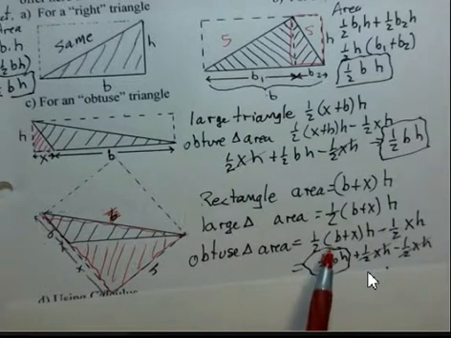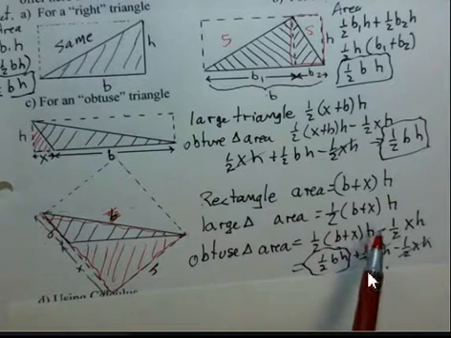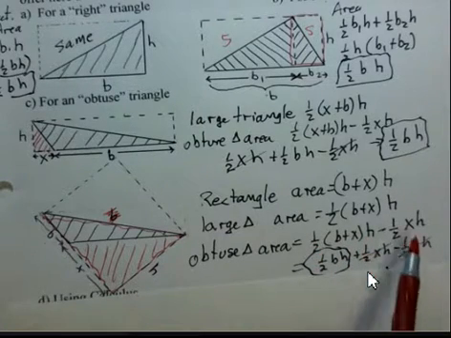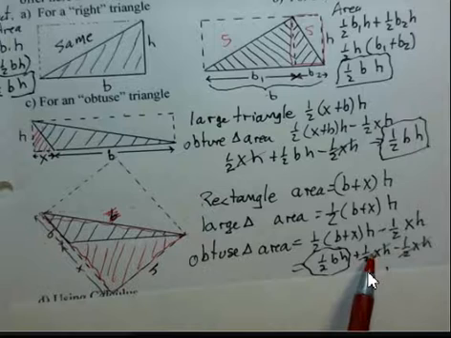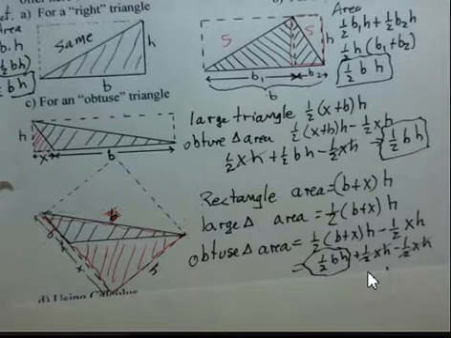Again, distribute through here, so 1/2 b times h, that's a term. 1/2 x times h, that's a term. And again, we have this cancellation. The 1/2 x h terms add to 0. And we found that the triangle area is 1/2 b times h.